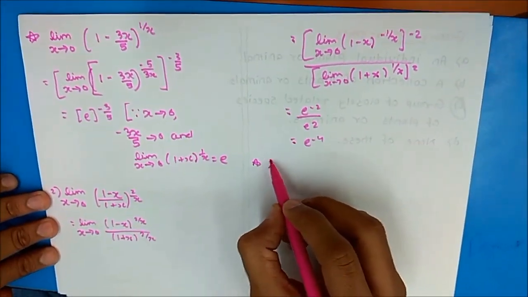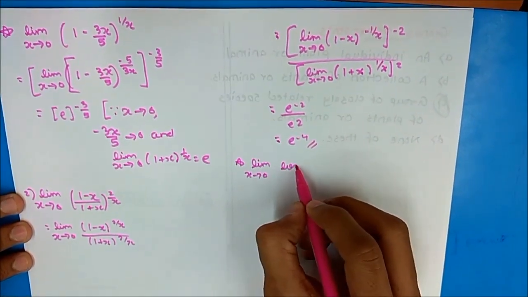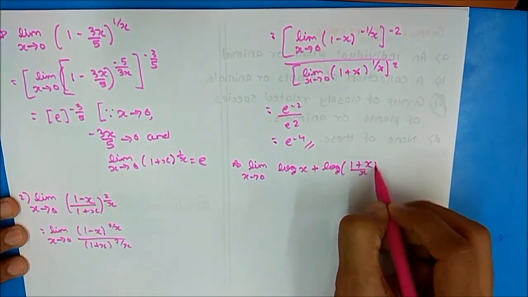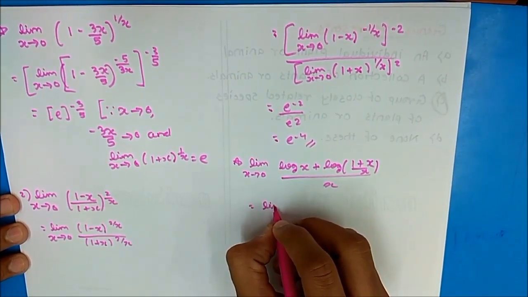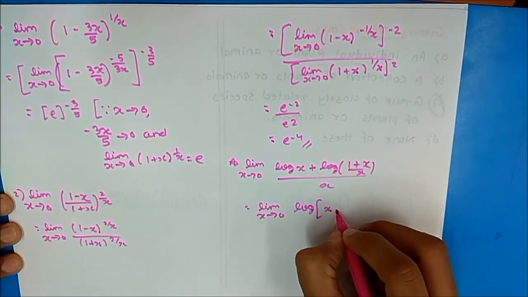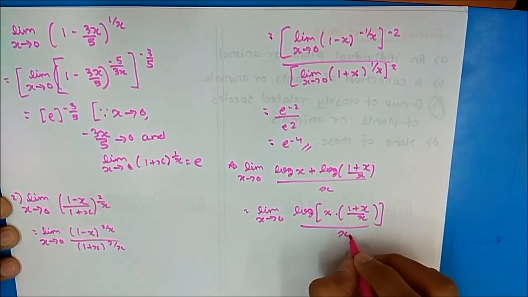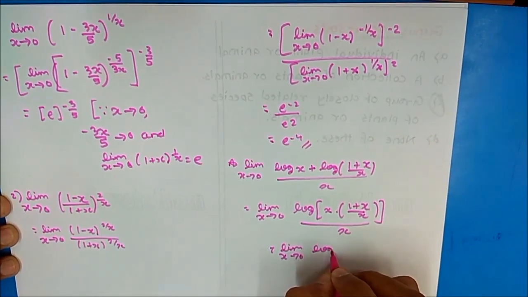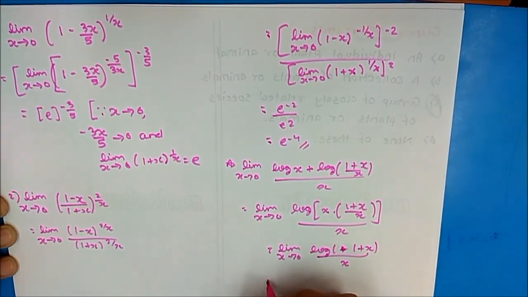Sum, that is limit x tends to 0 (log x plus log (1 plus x)) upon x. So the answer would be limit x tends to 0 logarithm of (x into (1 plus x)) upon x, that is limit x tends to 0 logarithm of (1 plus x) upon x, and that is 1.